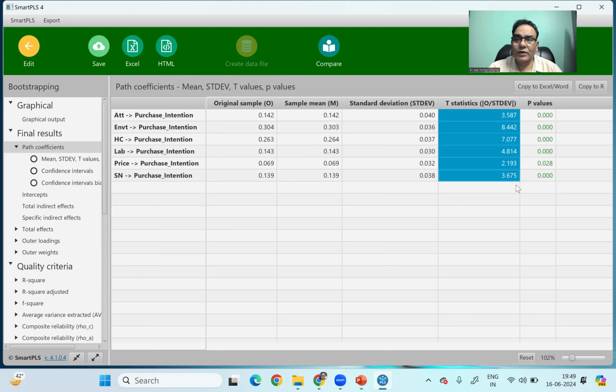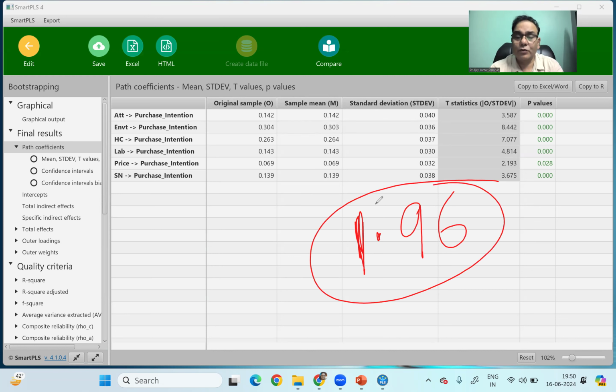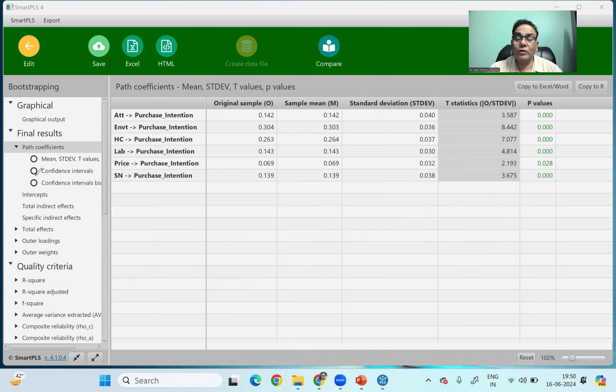So whenever the t value is more than 1.96, 1.96 is the standard value here, let me write it. So if the t value is more than 1.96 at 95% confidence level, your hypothesis is accepted. Which hypothesis? Alternate. Your alternate hypothesis is supported. So we don't use the word accepted, we have to use the word supported.